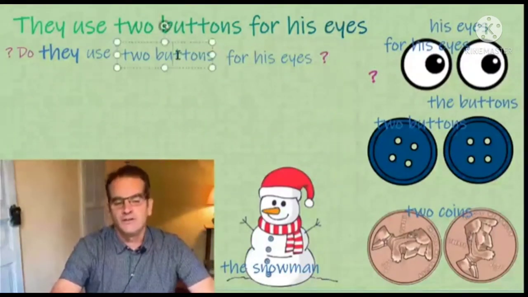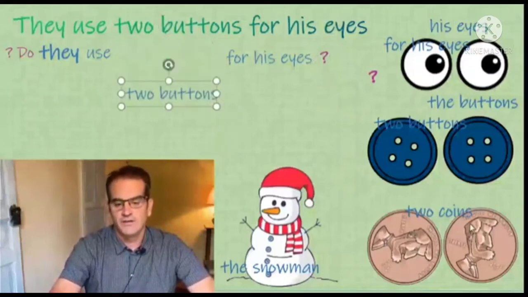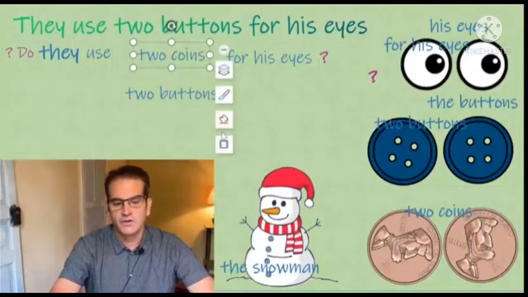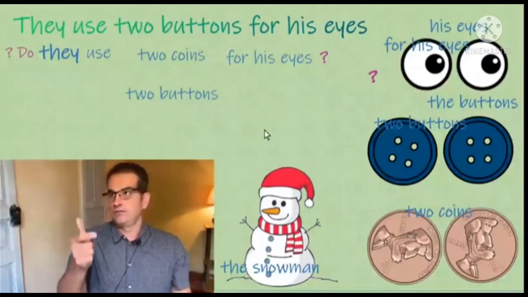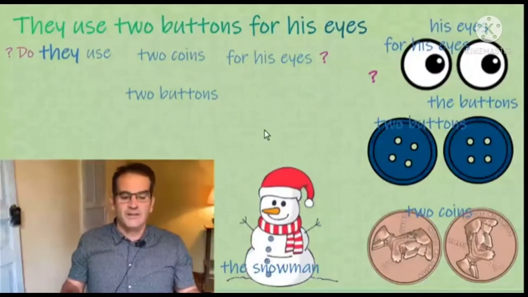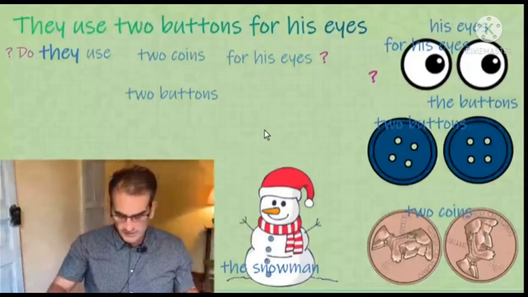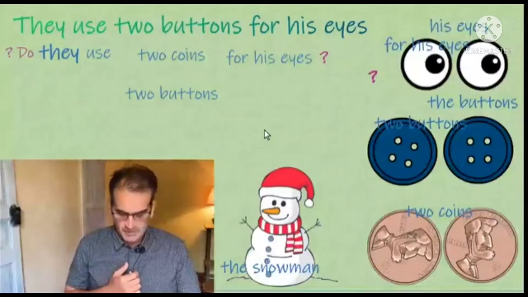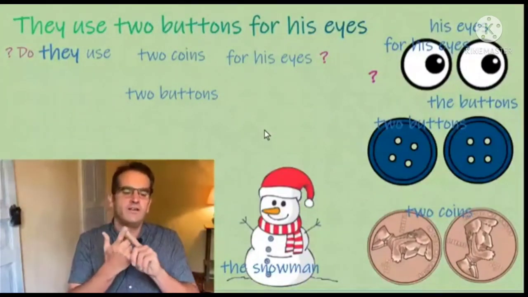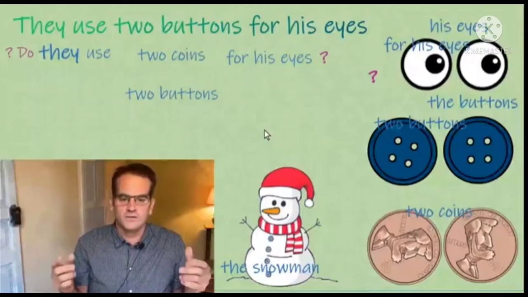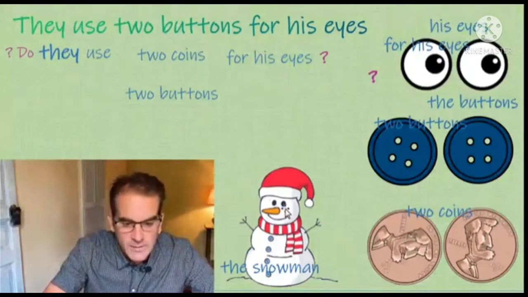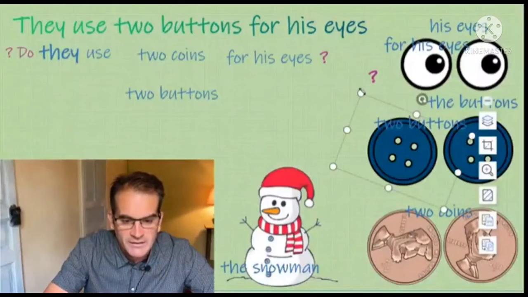Okay, do they use two coins for the snowman's eyes, for his eyes? No, they don't use two coins for his eyes. They use two buttons. So do they use two coins or do they use two buttons? What do they use for his eyes? They use two buttons for his eyes.